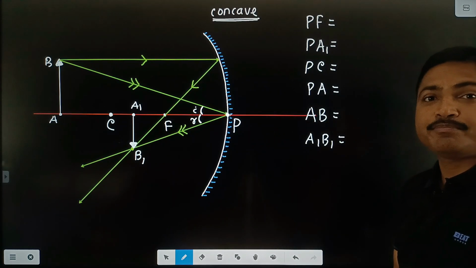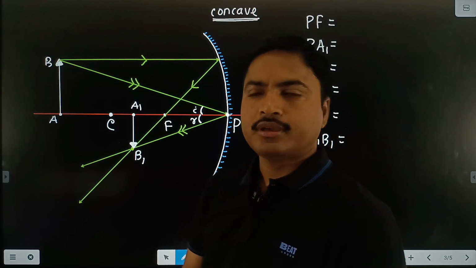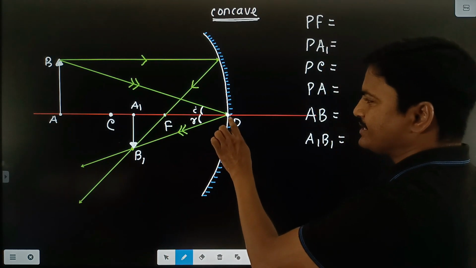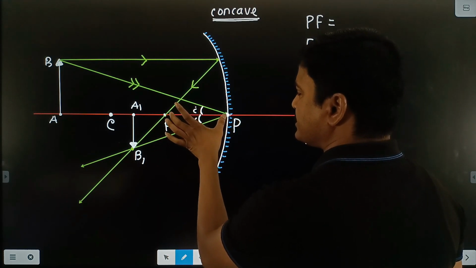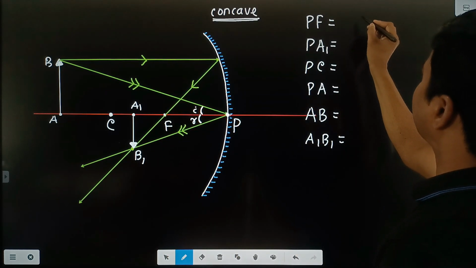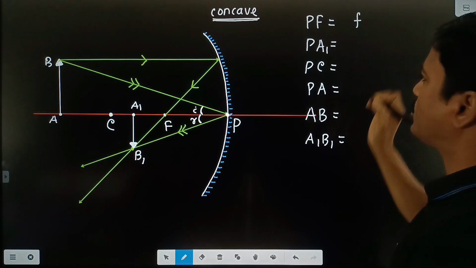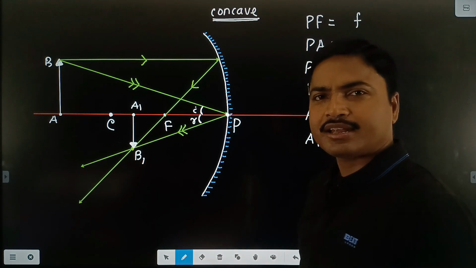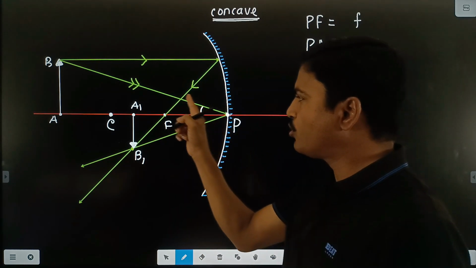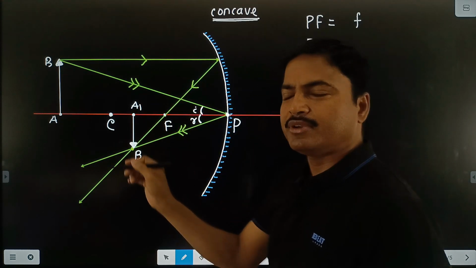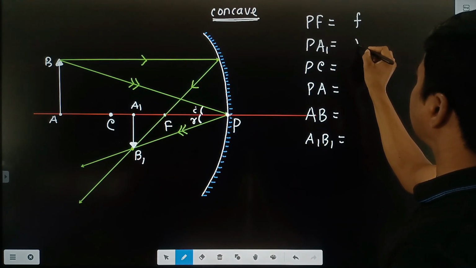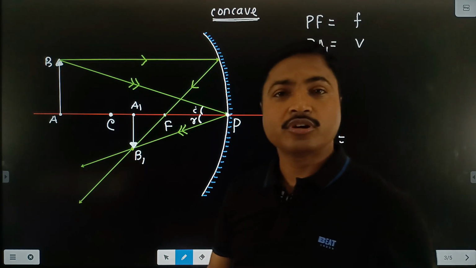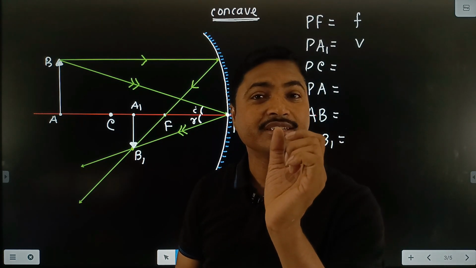Clear? And PF. F means focus, the distance between pole to the focus is the focal length. For focal length, we write the symbol small f. PA1, at point A1 the image is there, so the distance between pole to the position of the image, we write small v. Always we write small v for image distance.